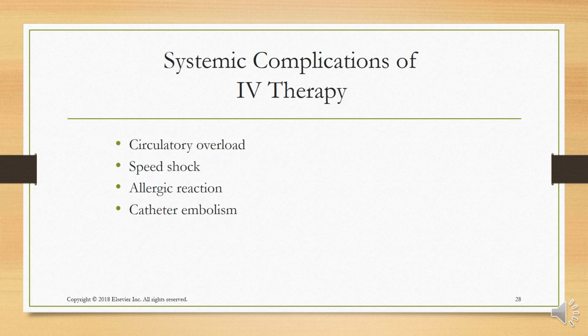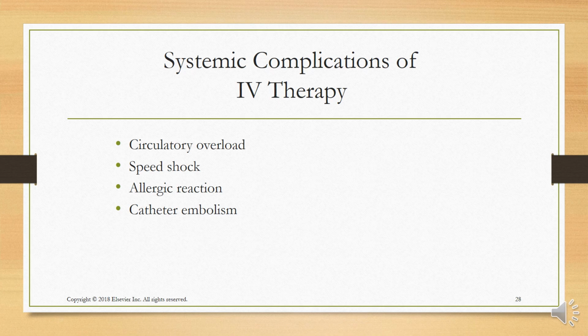What can be some systemic complications of IV therapy? What about circulatory overload? We've talked about that a bit. If you're giving IV therapies, you need to be monitoring for circulatory overload. And what would that look like? It would look like bounding pulses, big bulging veins in the throat area. You're going to be looking for that venous distension there. You're going to be looking for crackles in the lungs, maybe some pitting edema, okay?